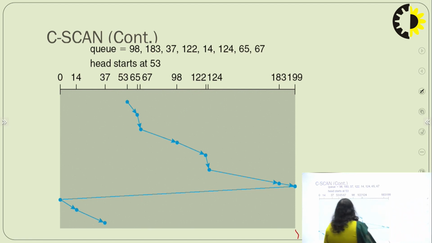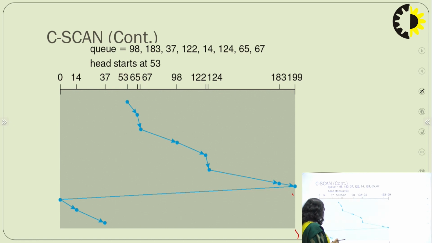In this graph, we start with the head count of 53 and we move from 53 to 65, then 65 to 67, then 67 to 98 according to the sequence. But the main point of the C-SCAN algorithm is that because we start with the upward direction, we go upward to 199, and this is the last point. That 199 is not mentioned in the queue, but we move till 199, and then we move from the last to the end.